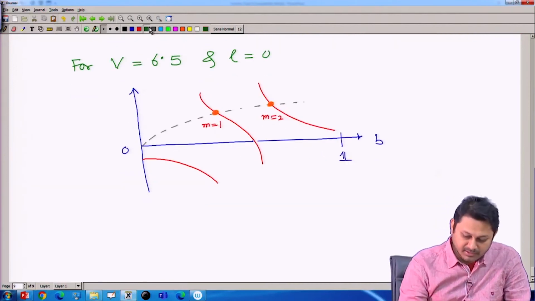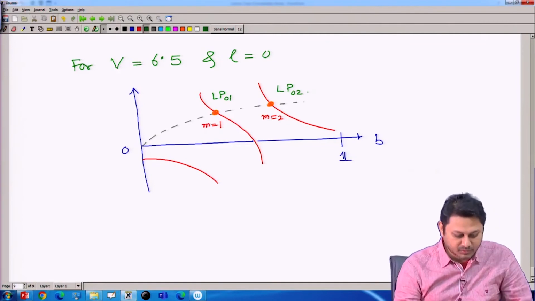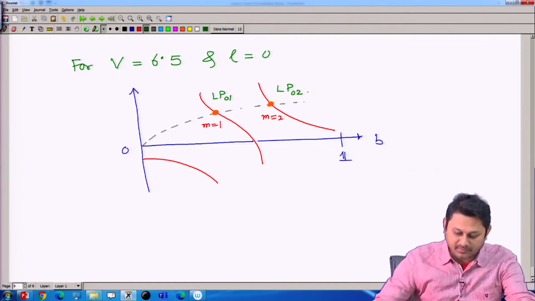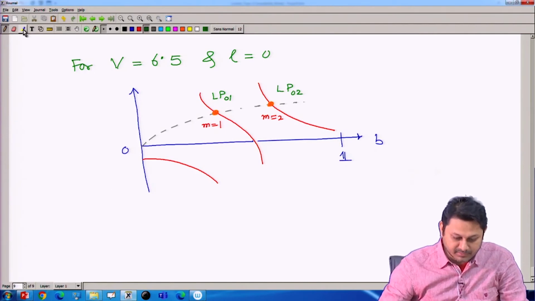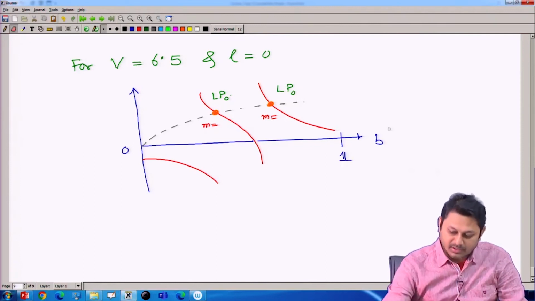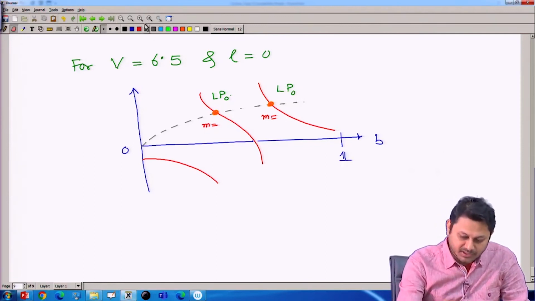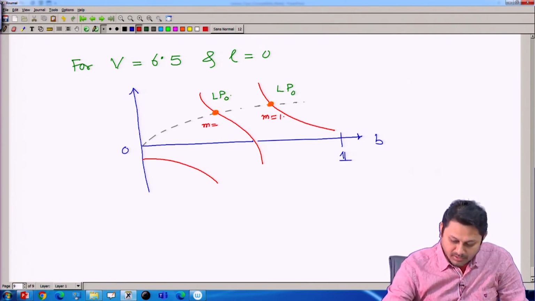So that means this is for LP01 and this solution can be termed as LP02. These are the two solutions I have. Sorry, I have made a mistake here. You have to be careful. I can't put m equal to 1 here and m equal to 2 here. This is wrong, because the first solution, so very important thing, this is m equal to 1 and this is m equal to 2, this is LP01 and LP02.